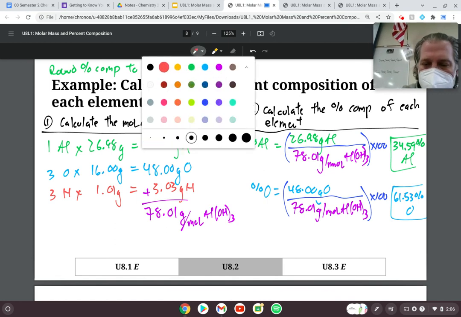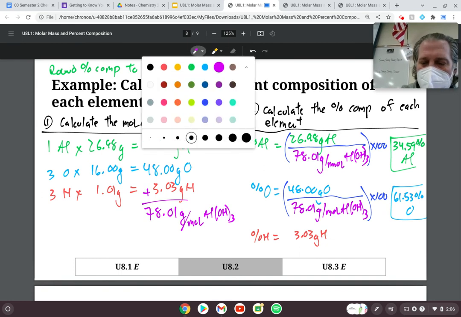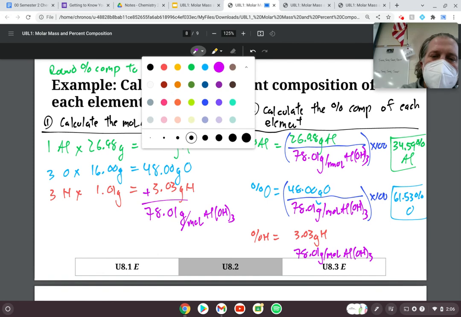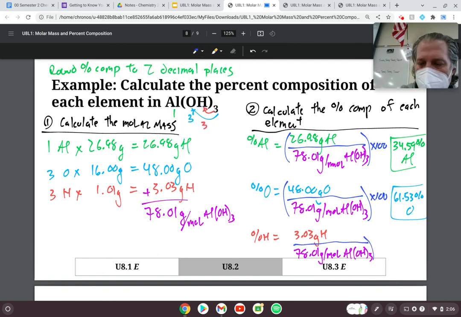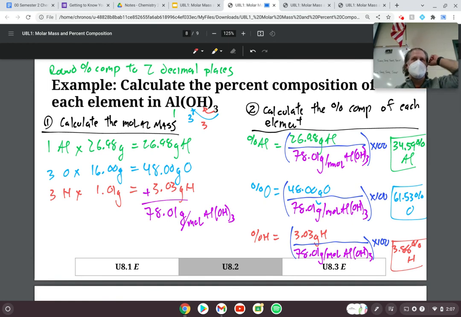Lastly, hydrogen. So it's going to be 3.03 grams of hydrogen over 78.01 grams per mole of Al(OH)3, times 100. And you get something like 3.88% hydrogen. Look at that. Super complicated.